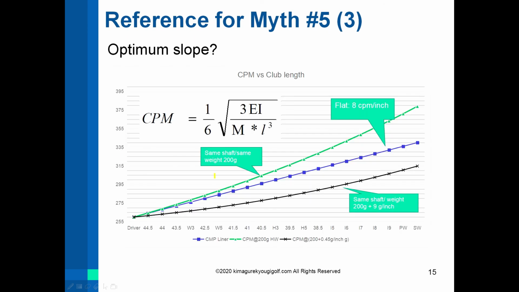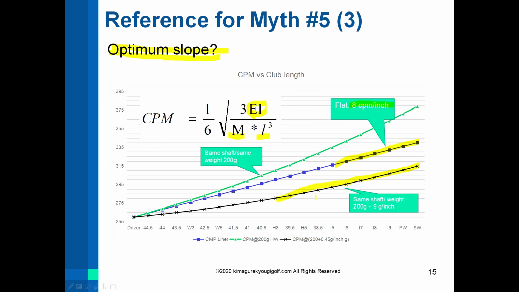Then, what will be the optimum frequency slope? Okay, this blue line is the most commonly used frequency slope, in which the CPM changes 8 per inch. Okay, and in this example, I fixed the shaft property and changed only the weight of the head and the length of the shaft. And I got this chart slope. Actually, it is a curve, not a line.